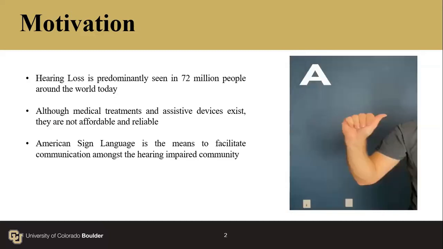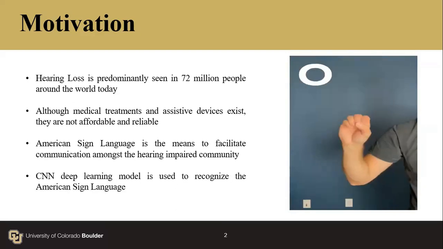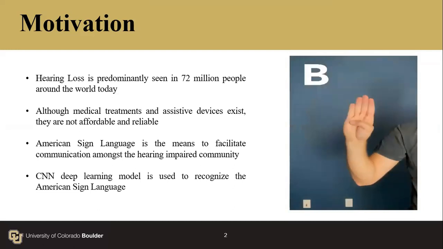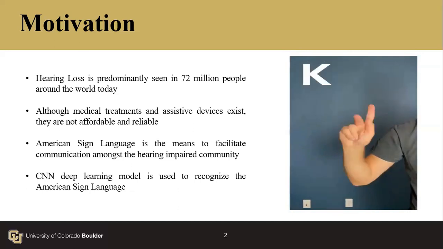American Sign Language is useful where there are finger spellings for all the alphabets, which forms an effective means of communication. And deep learning convolutional neural network models can be used to solve this problem of recognizing sign language.